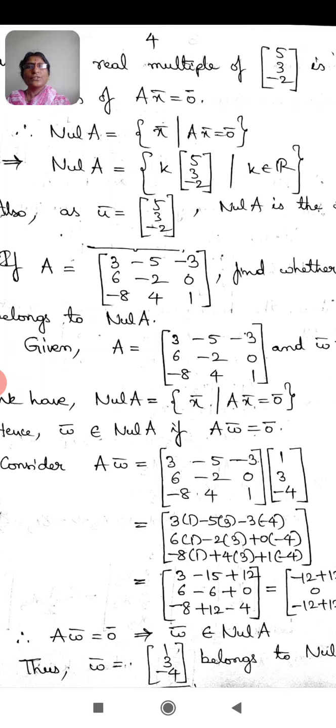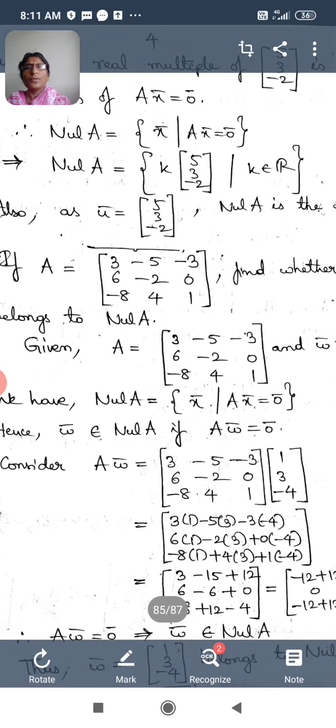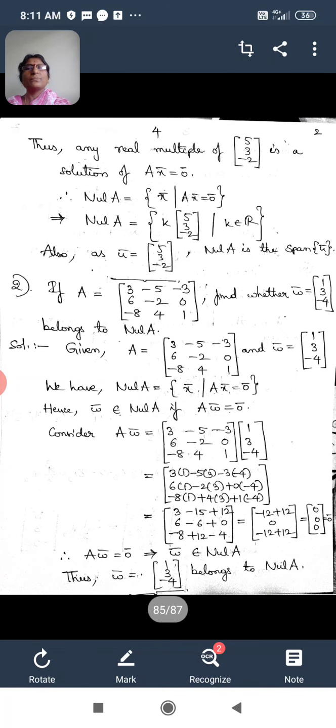We have the definition of null A: null A is equal to the set of x bar such that A x bar is equal to 0 bar. Now in this problem we have seen that x bar is the set consisting of all k times the column vector (5, 3, -2) such that k belongs to R. So null A in this problem is the set of k times (5, 3, -2) column vector such that k belongs to capital R, where k is a real number. So this is the null space of the given matrix A in this problem.